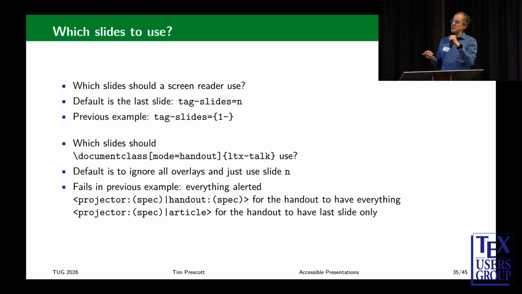With handout, again, that just uses the last one, which also ignores all the overlays, which is a problem because it means that everything is alerted all the time on those slides, and that's not what we want. So then I would need to actually go through and adjust those slide specifications, and I could say that for the projector, I want this to be alerted here, and if it's a handout, I don't want it to be alerted, and so I could put article to just not have it alerted. So I would need to go back and adjust my specifications, which is a little more work, unfortunately.